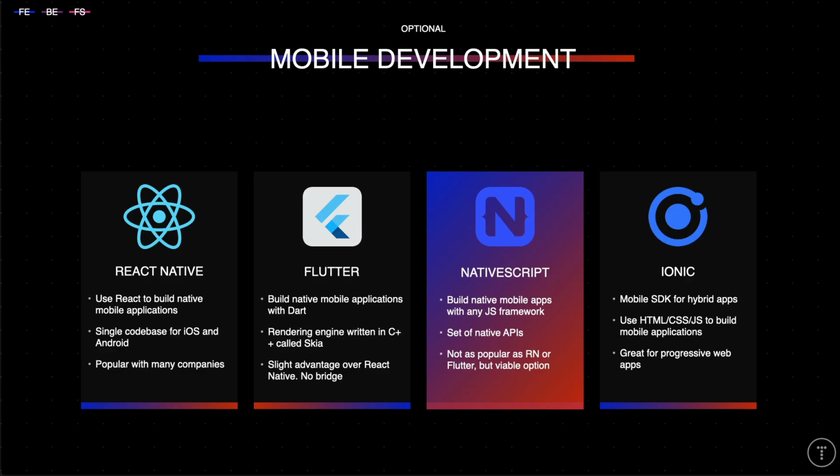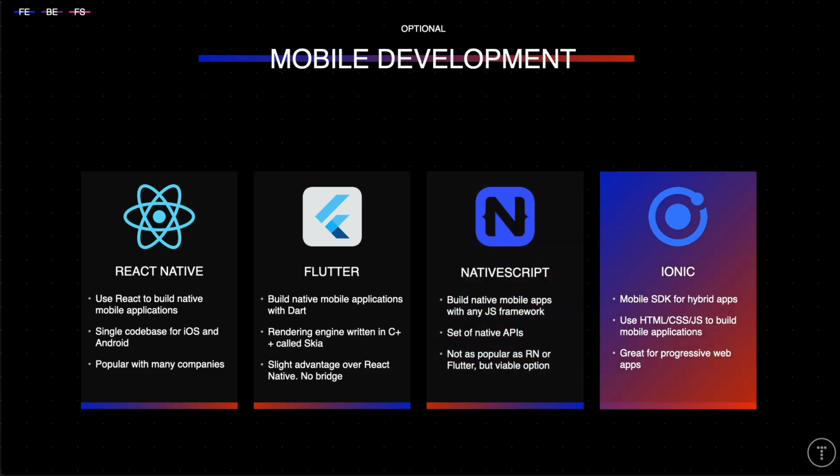And then you also have Ionic, which has been around for a while. It's a mobile SDK, software development kit, that allows you to build hybrid mobile applications with web technologies like HTML, CSS, and JavaScript. So you can also use the framework of your choice with Ionic. Now, it's not going to be as fast as React Native or Flutter, but it can be a viable option. I believe years ago you could only use Angular, but now you can use anything. And it's great for progressive web apps, which I'm going to talk about next.